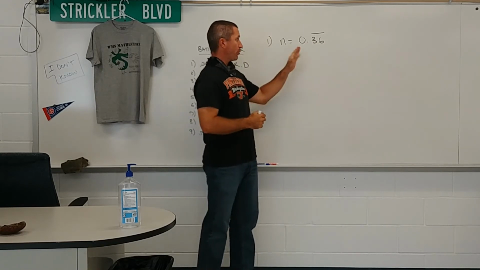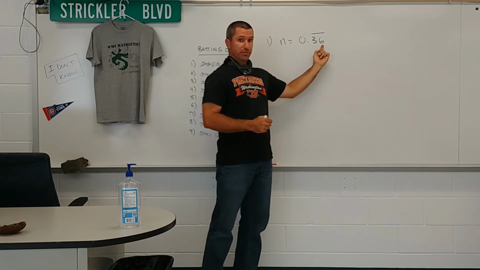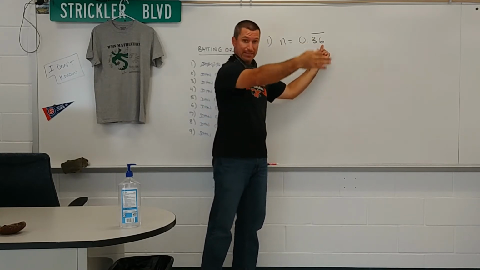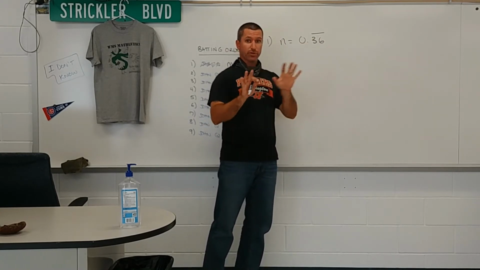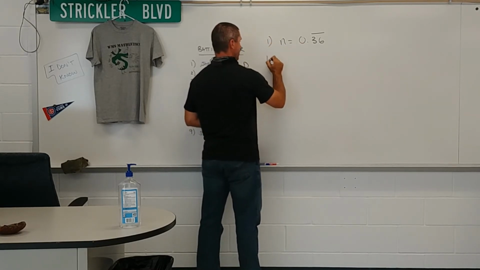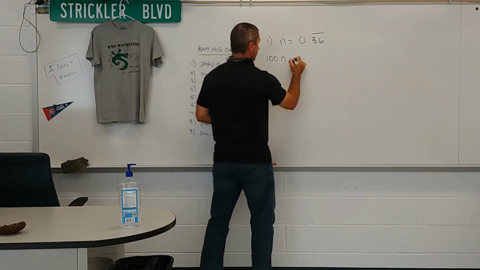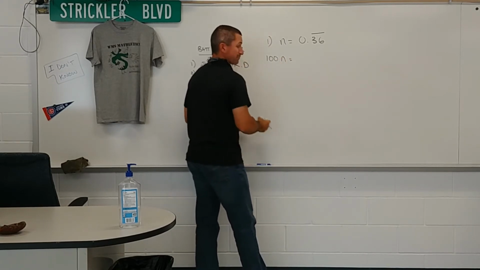So in this case, we go 0.363636. The 6 is in the hundredths place. That's the last digit until it repeats again. So we're going to multiply both sides by 100 because now we have an equation that we're going to solve. So times 100, that would be 100 times n, which is just 100n. Over here, when you multiply by 100, that moves the decimal 2 to the right.